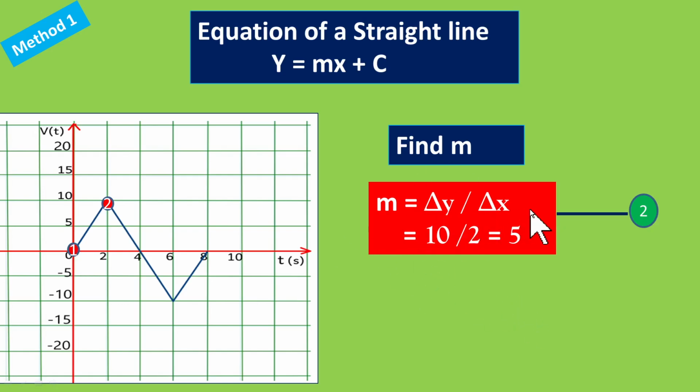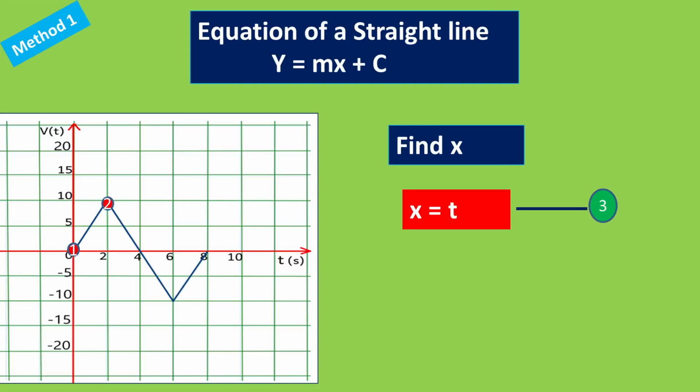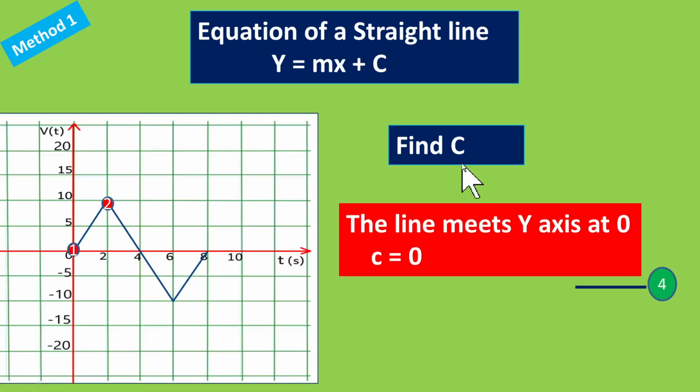Then you go for del x. Del x is the change in x value. When you move from the first point to the second point, you are moving along the x-axis from 0 to 2. 2 minus 0 is the change, so it gives you the value 2. When you divide del y by del x, you get 10 by 2, so you are getting 5. The next one is to find x. What is x? It is the x-axis, which here represents the time value, so it is t.